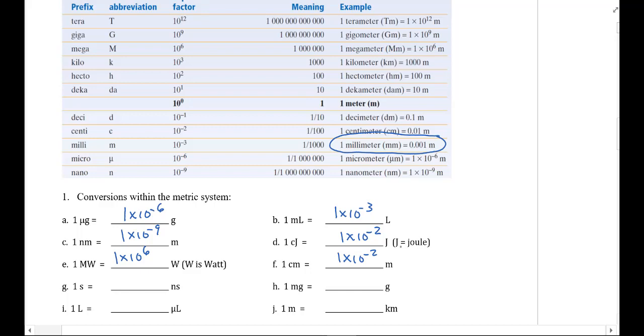The next one gets a little tricky. This is 1 second, and we're being asked for its equivalent to nanoseconds. Here's nano on the table. We know that a nanometer, or a nano anything, is equal to 1 times 10 to the minus 9 of those things.